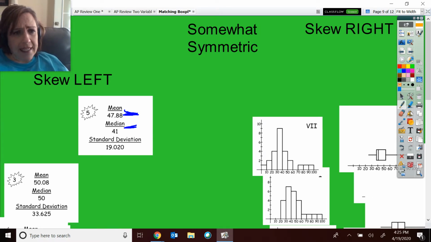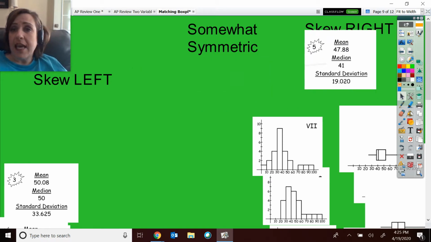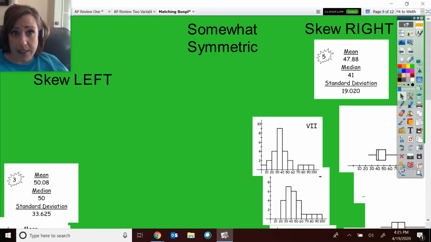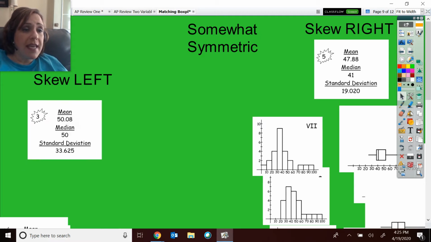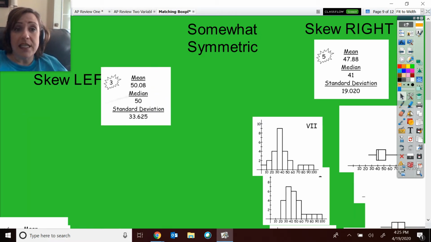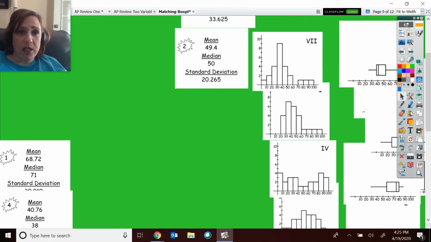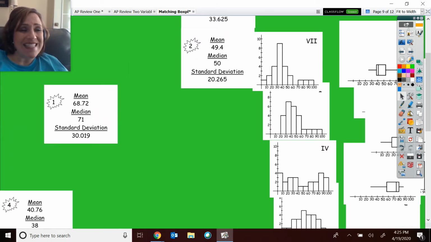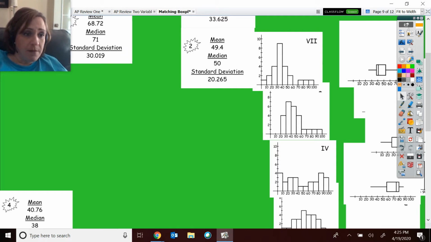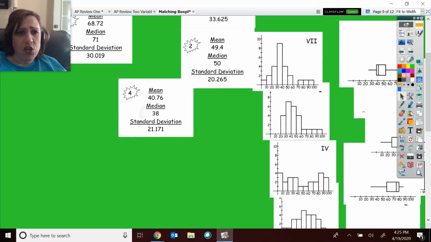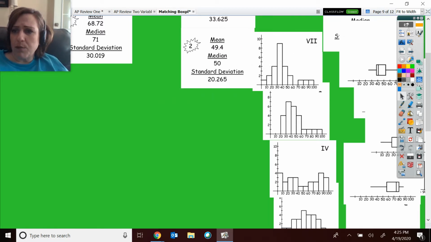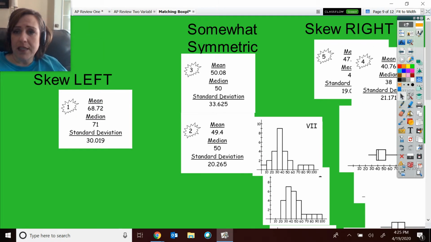So in this case, I can see that the mean is greater than the median, so I'm going to put this over here in the skewed right section. Here, the mean is approximately the same as the median, so that's going to go in our somewhat symmetric section. I'm going to go through all those data pieces. This one, they're pretty close to the same. Here, the mean is less than the median, that's skewed left. Mean is greater than, so I'm going to put that over here in our skewed right.